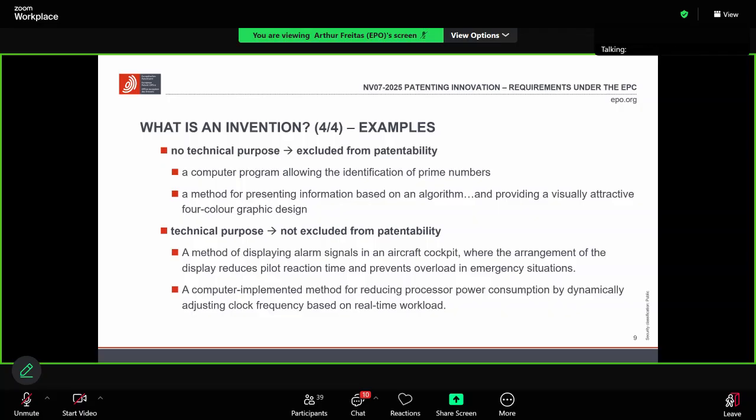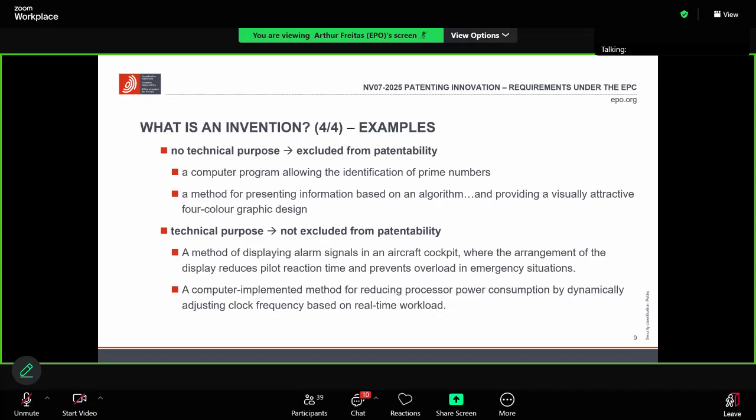What kind of technical problem are we solving here? We're conserving power in the computer. We're reducing power consumption. And that's something technical. So here's an example of a computer-implemented invention, a software invention that you could get a patent for.